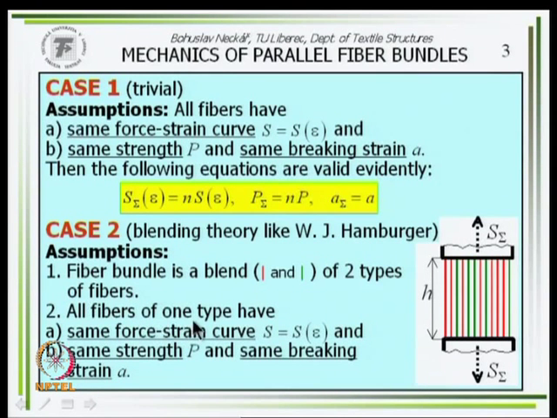All fibers of one type have the same force strain curve, the same strength P, and the same breaking strain A. Let's imagine, for example, in reality, a bundle of viscose fibers and polyester fibers. All viscose fibers have the same properties. Also, all polyester fibers have the same properties, but between viscose fiber and polyester fiber there are very significant differences.